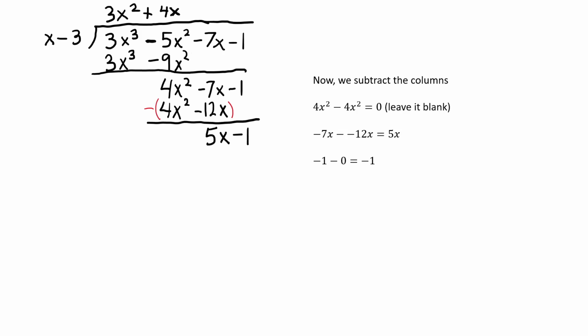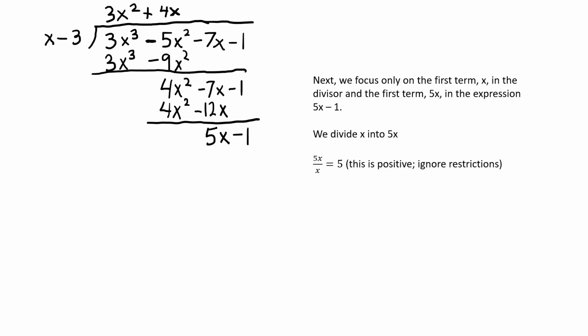Now, we again say, looking only at the first term in each, how many times does x go into 5x? Well, what's 5x divided by x? The answer is positive 5. And again, we're ignoring the restrictions as we do each of these steps. We then take that positive 5 and distribute it back to both the x and the 3. So 5 times x minus 3 is 5x minus 15.